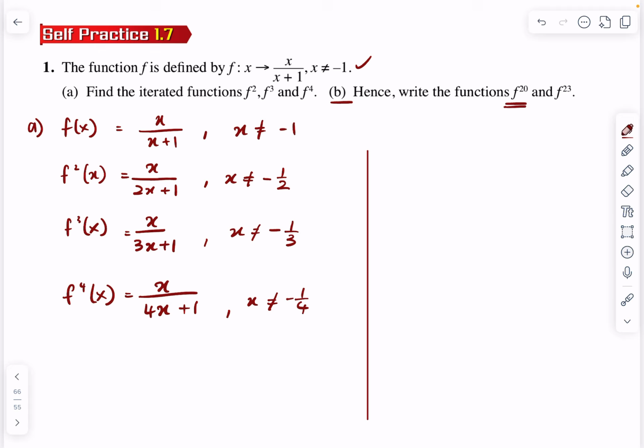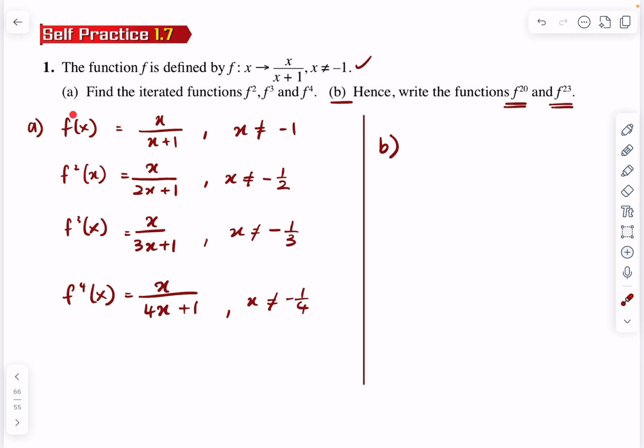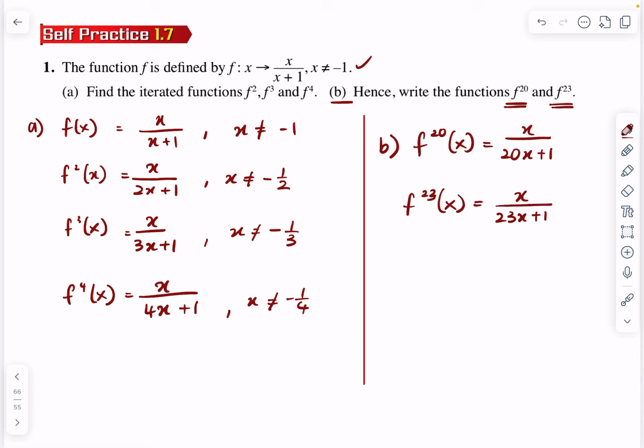Now that we have f, f square, f cube and f4, we need to write the functions f20 and f23. Let's look at the pattern. When f is to the power of 1, this one was 1x plus 1. F power 2, 2x plus 1. F power 3, 3x plus 1. F4, 4x plus 1. Therefore, f20 would be x over 20x plus 1, and f23 would be x over 23x plus 1.